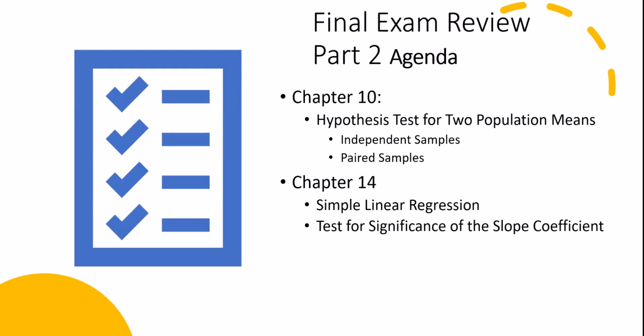For chapter 10, here are the two concepts that you need to be familiar with. The hypothesis test for two population means for independent samples and paired samples. And then for chapter 14, you need to be familiar with how to run the linear regression tool in Excel, and then run the hypothesis test for the significance of the slope coefficient.